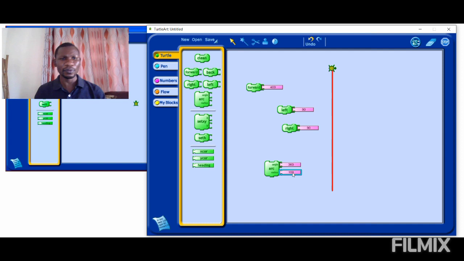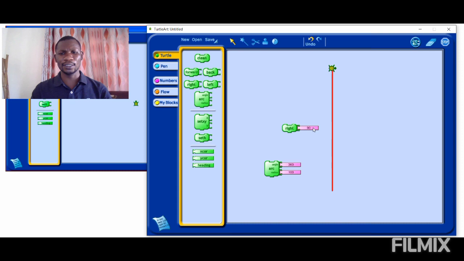Without delaying, let's start now drawing our different shapes. As I told you, today we'll be drawing a square, we draw a rectangle, we draw a rhombus, and we draw a parallelogram. Let's start. So to draw a square, we are using forward and right.